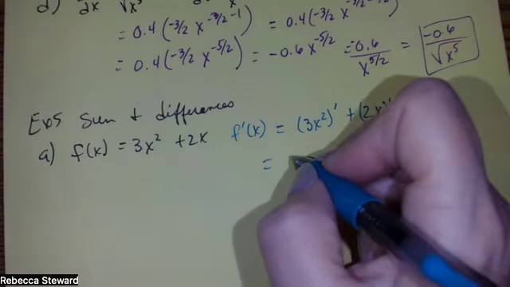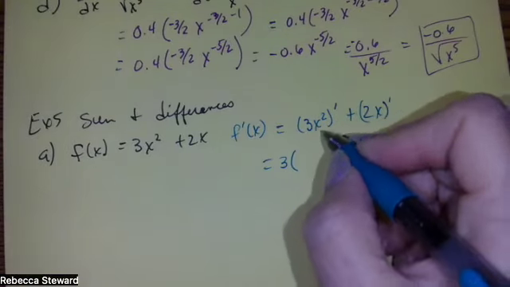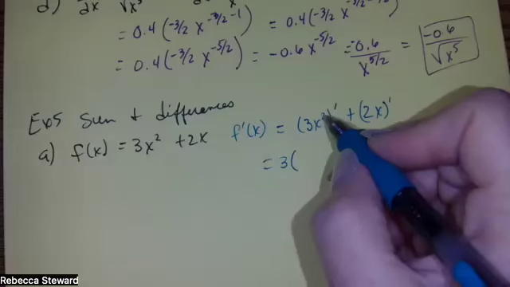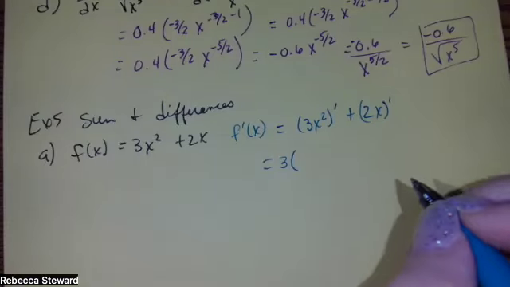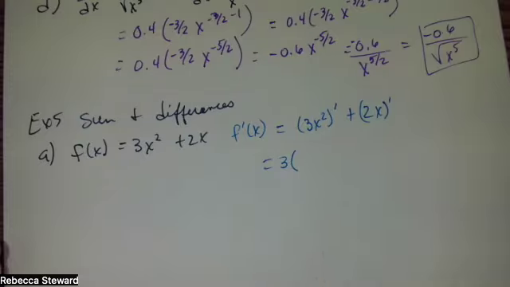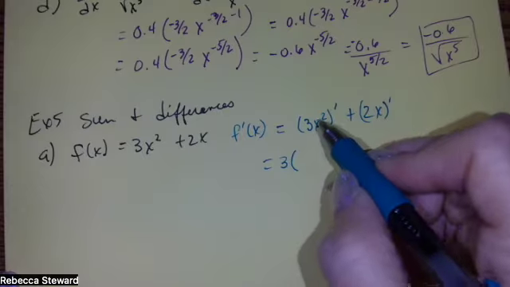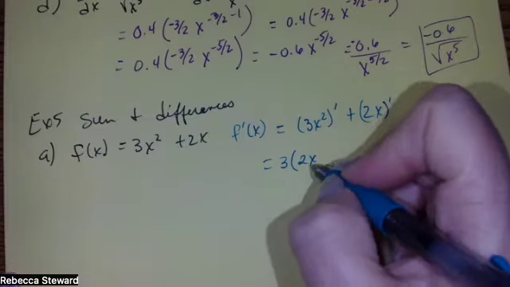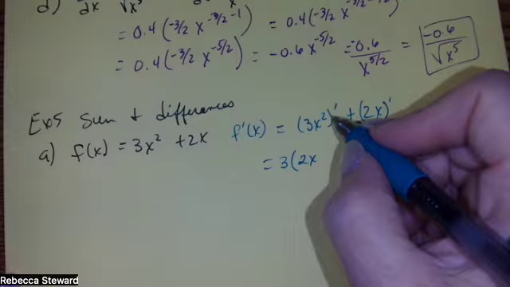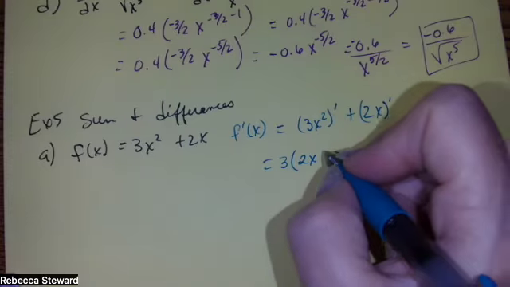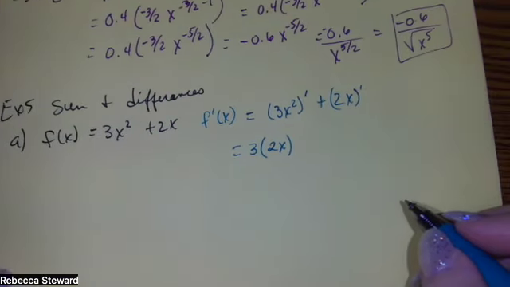All right, so this will get me 3 times my x squared will become 2x, and it'll be 2 minus 1, right? So 2 minus 1 will get us 1. So I'm not going to write every little step. We've done a few of those now.